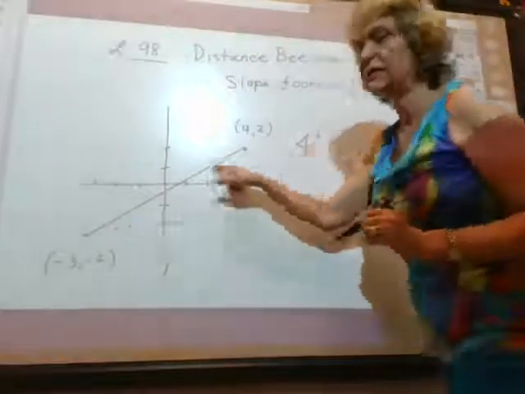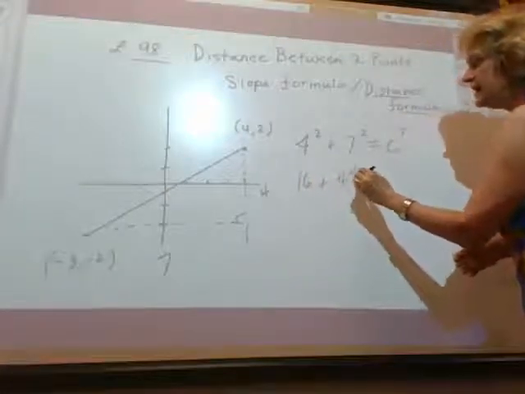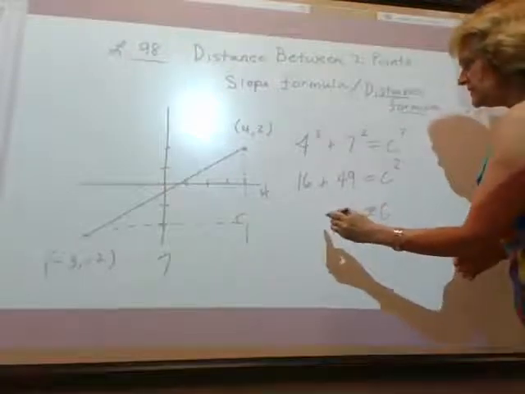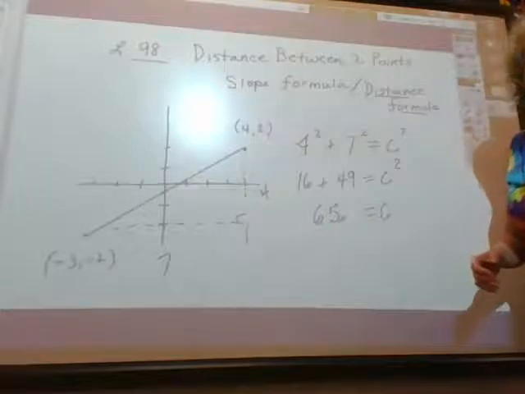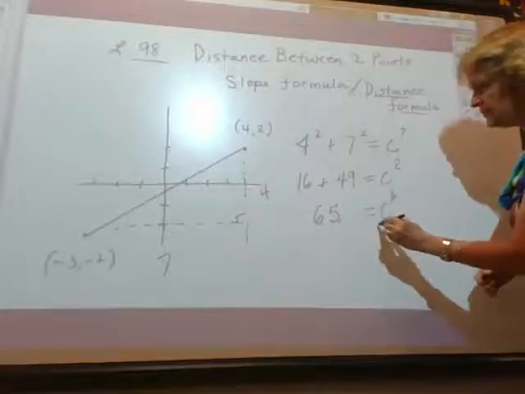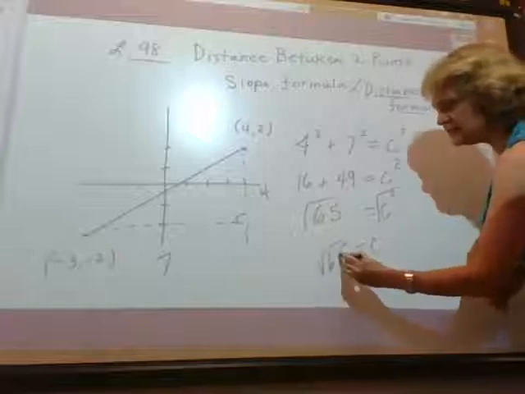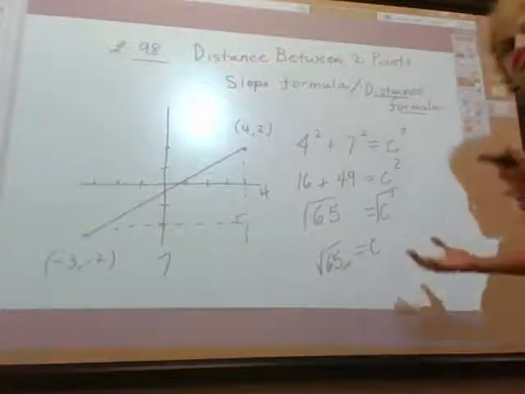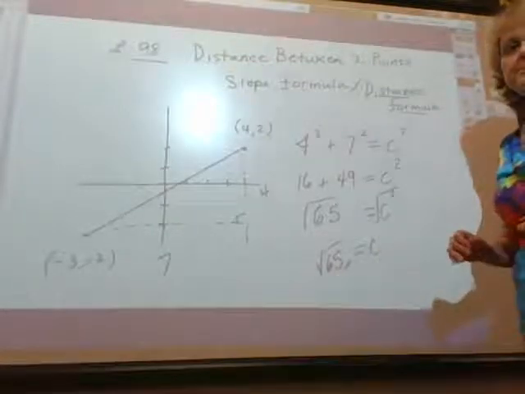This is what we're looking for. So we have 16 plus 49 equals c squared. So c squared then is 65. And so we would take the square root of both sides, and so c is radical 65. There's no way to simplify that. If I wanted a decimal approximation, I could plug that into my calculator and get that.